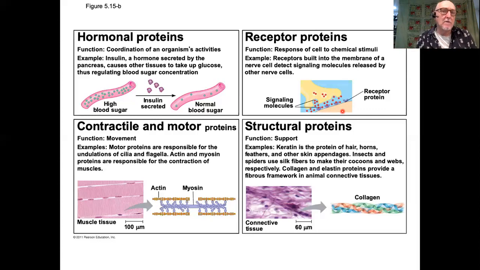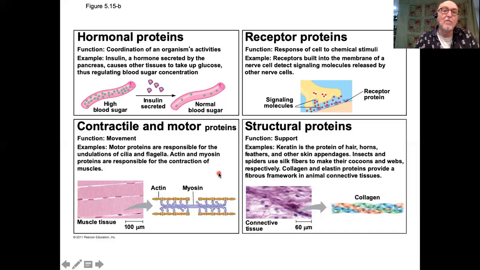But there may be other ways in which receptor proteins work. There may be other substances, for example, that they bind. The receptor proteins are extremely important because they are the cell's chief means of communicating information from outside to the inside of the cell, and also within the cell as well.